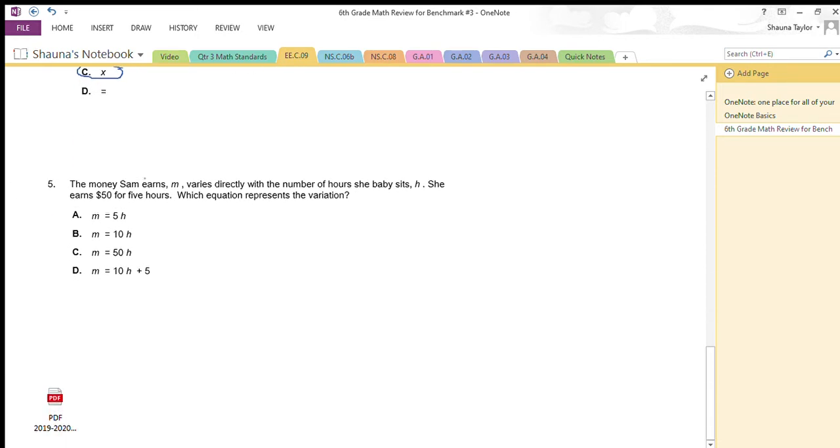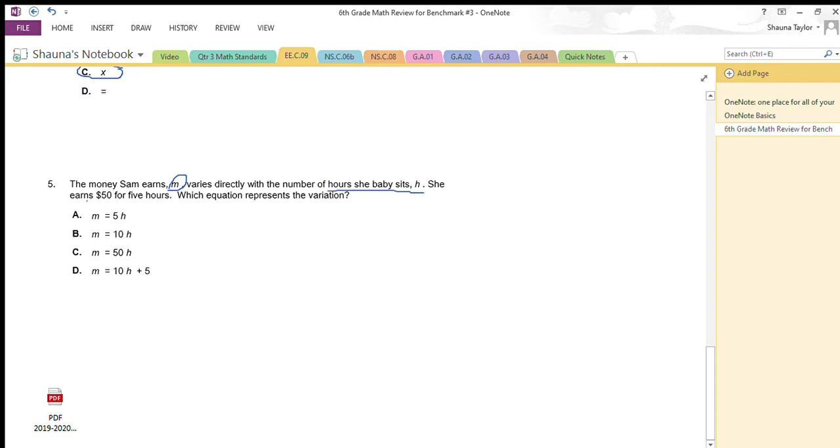The money Sam earns, M, varies directly with the number of hours she babysits, H. She earns $50 for 5 hours. Which equation represents the variation? So if I look at this, I notice that my multiple choice all start with M. So M is right here. M must be my dependent variable.